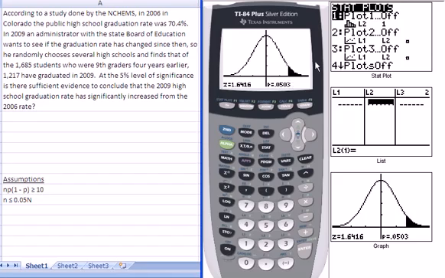Okay, that concludes how to do a hypothesis test of a population proportion.